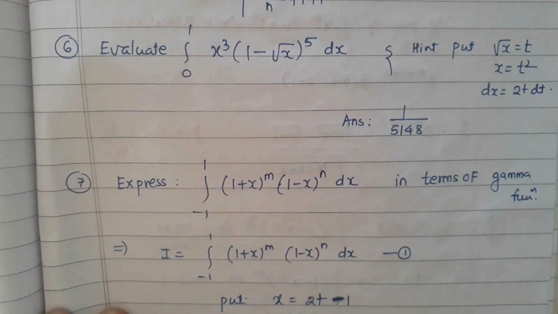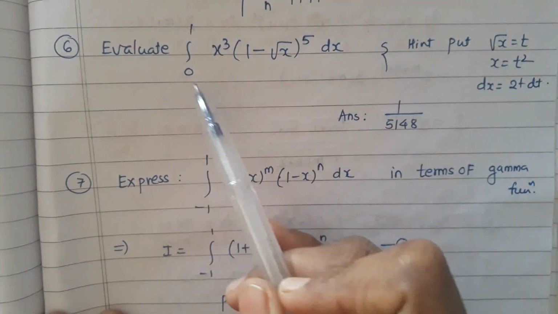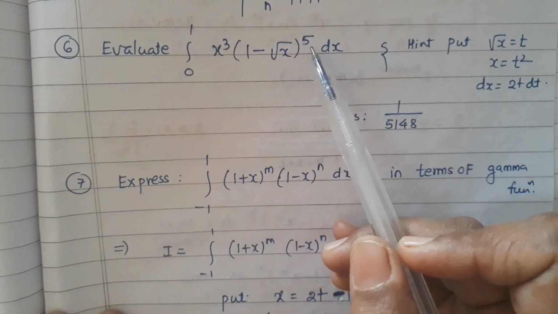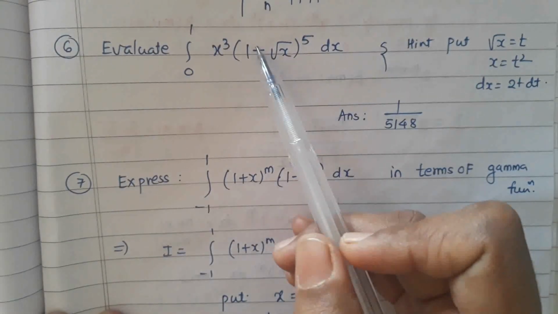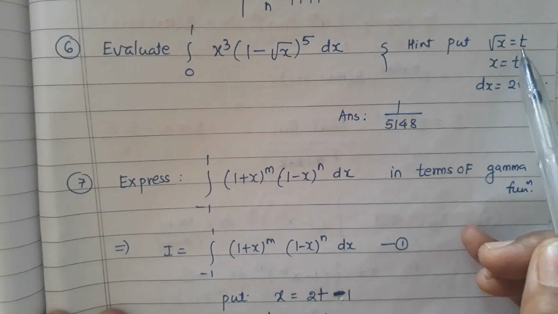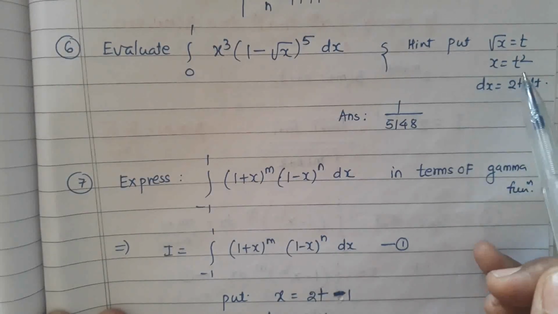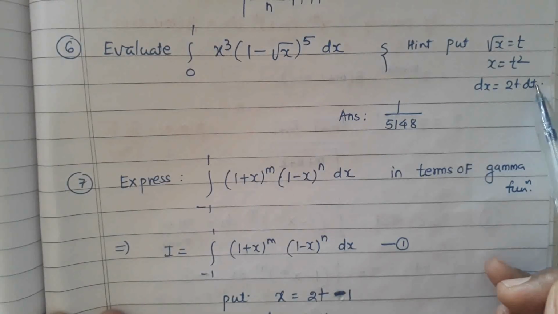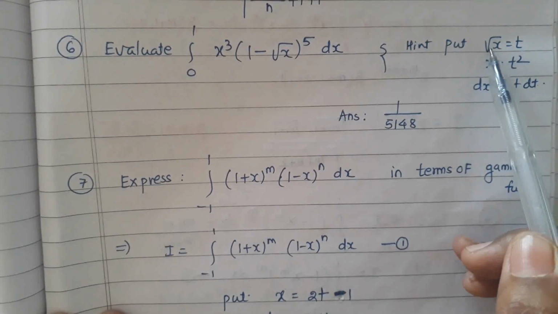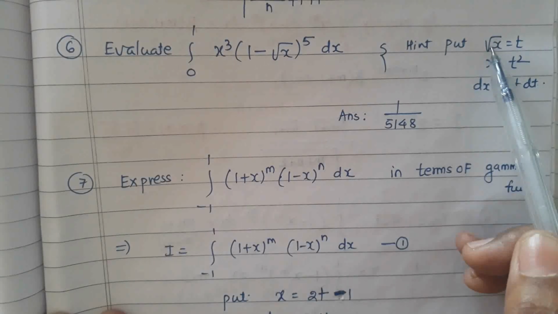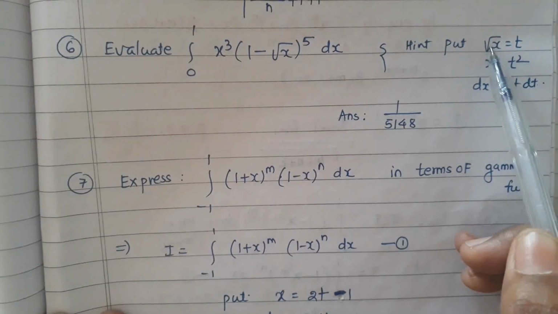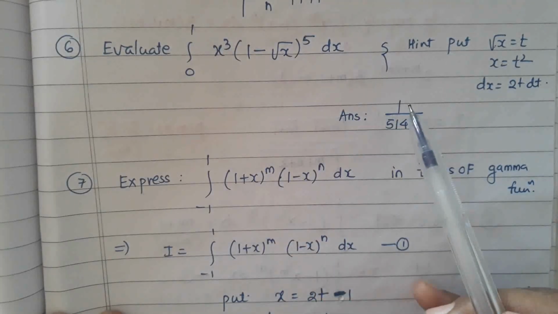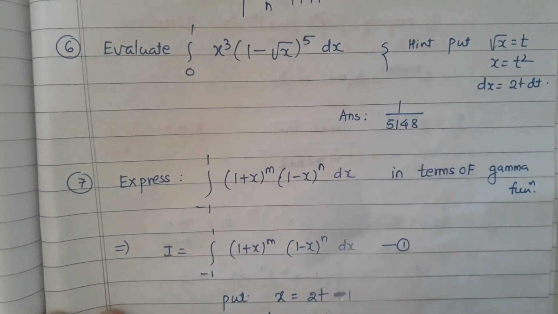One example is here for practice. Evaluate integral 0 to 1 of x cube (1 minus root x) raised to 5 dx. Use the substitution root x equals t, x equals t square, dx equals 2t dt. Change the limits. When x is 0, t is 0. When x equals 1, t equals 1. Using all these substitutions, you can evaluate the value of this integral as 1 upon 5148.